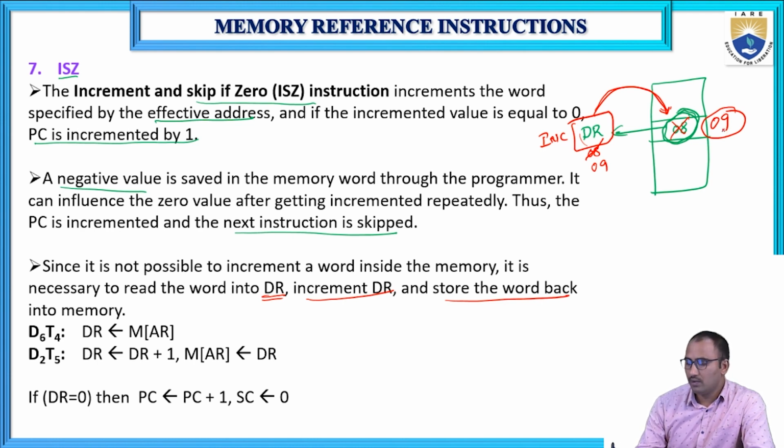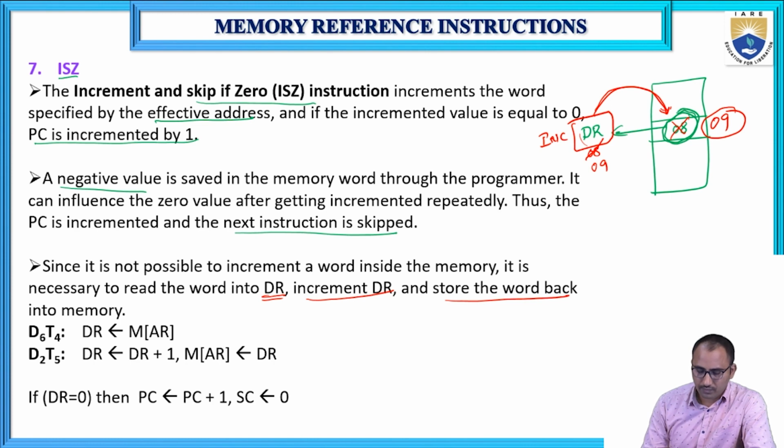Suppose after performing the increment operation, the memory word becomes 0, then the next instruction will be skipped. Here we got 09, that means a non-zero value, so the instruction will not be skipped. Suppose after incrementing, the memory word has a 0 value, then that next instruction will be skipped.